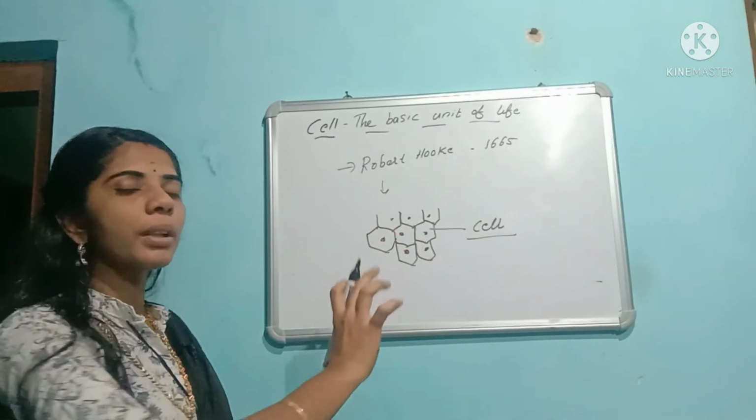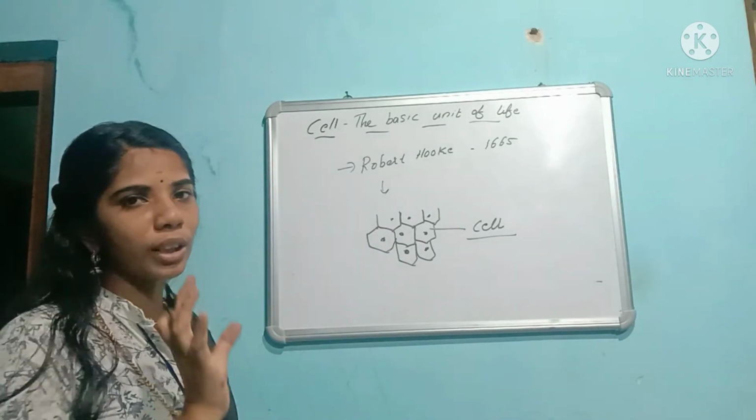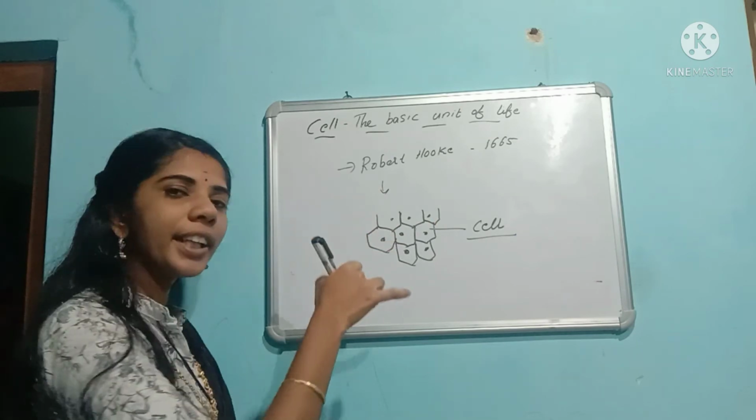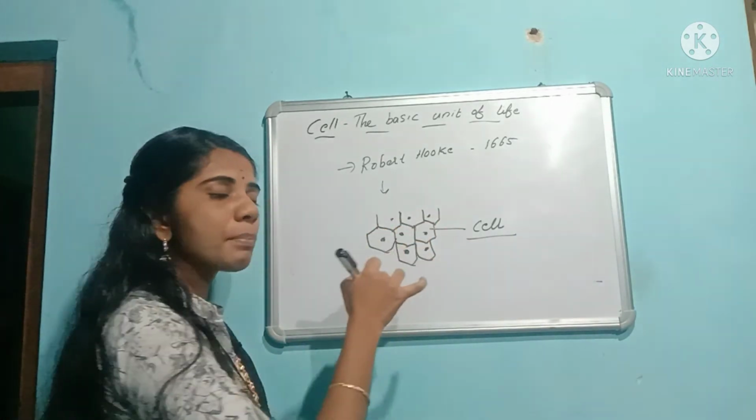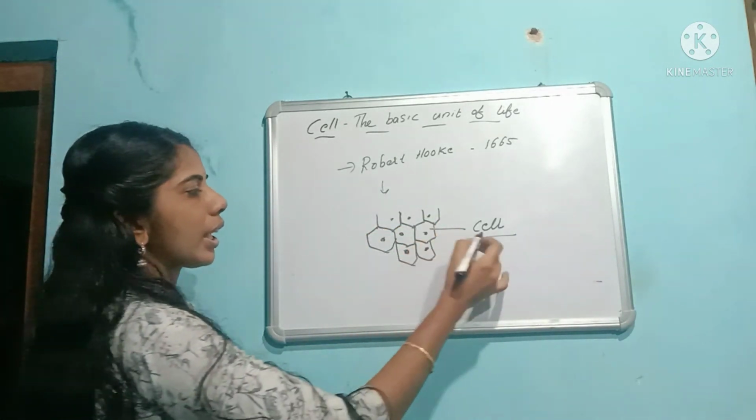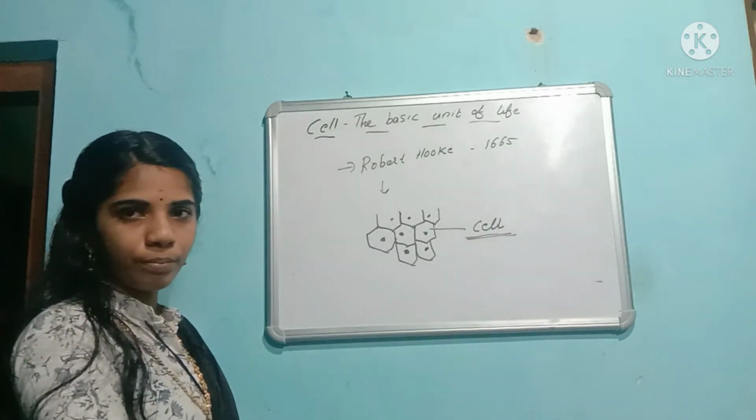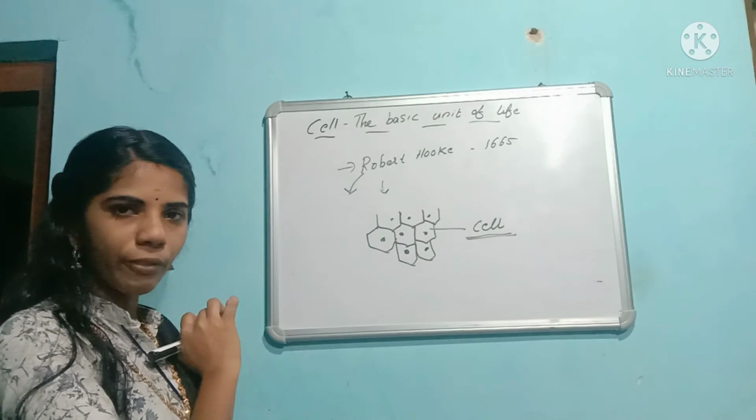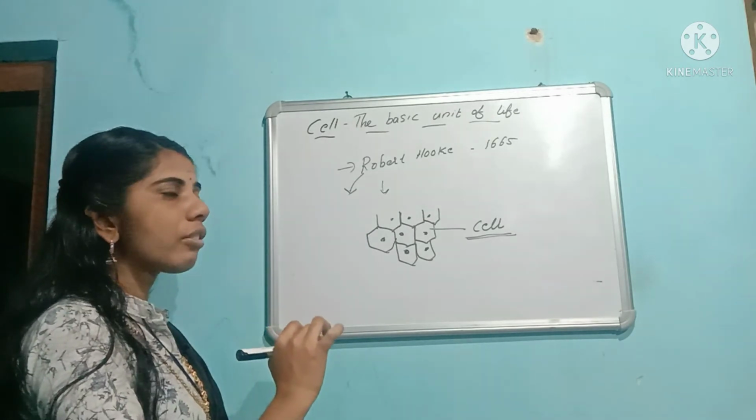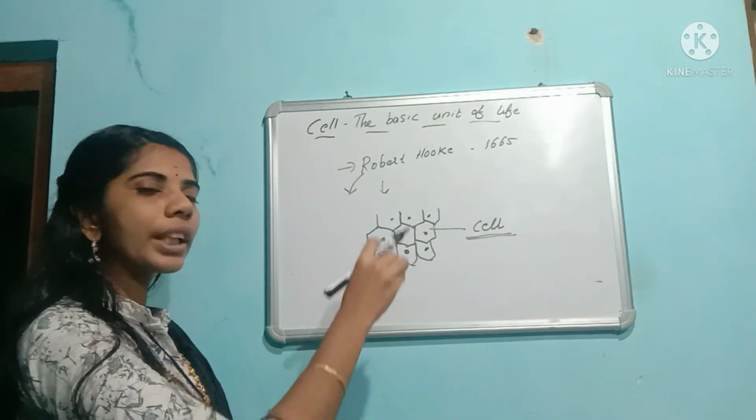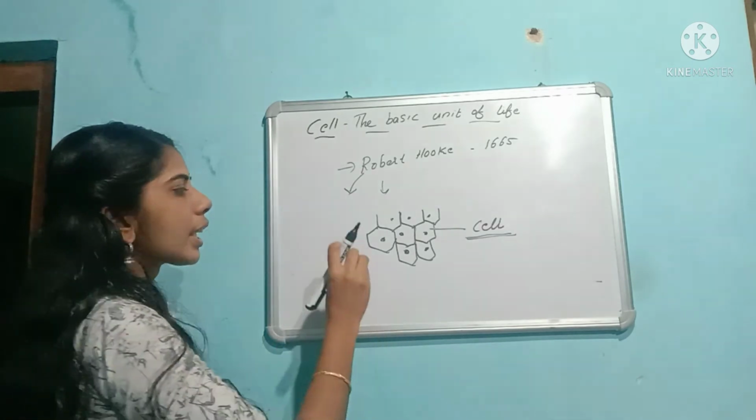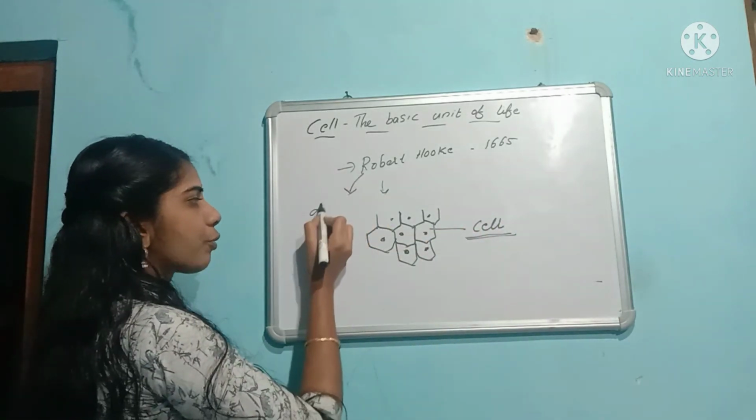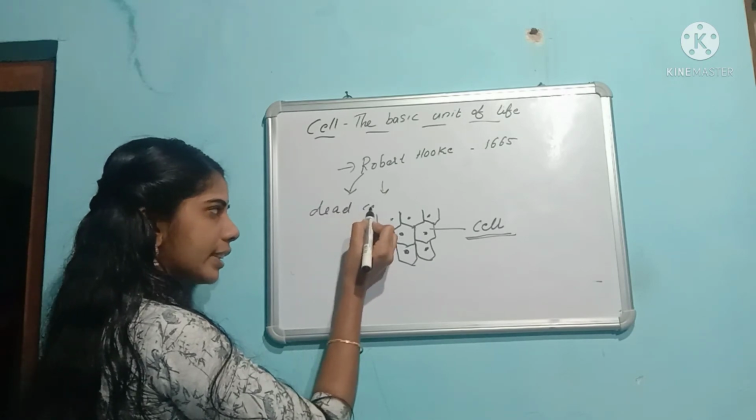The meaning of cell is a little room. So that small room which he found under the microscope, otherwise the simple magnifying device, he named the cell. The person who discovered the cell for the first time was Robert Hooke in 1665. He named it the cell. But what he found was the dead cell.